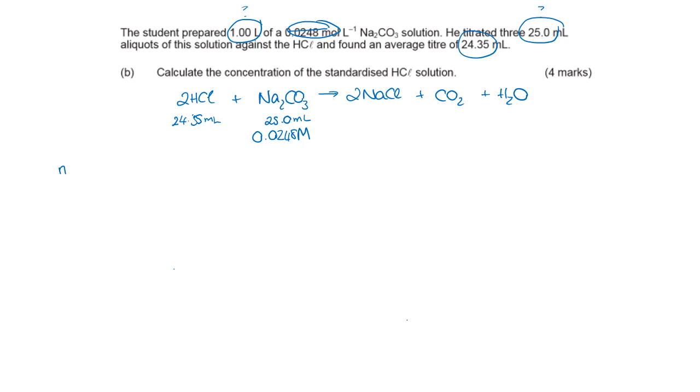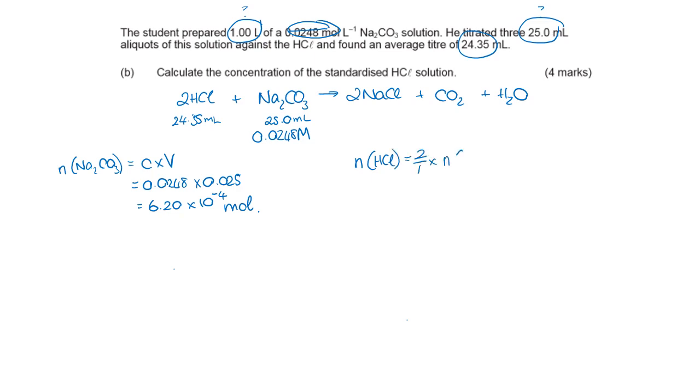We know the concentration and volume of the primary standard, so we can calculate the moles. C times V. So 0.0248. So we know that. Now we must show our mole relationship and show how the hydrochloric acid is related to the primary standard. So the number of moles of HCl is 2 on 1, unknown over known. You must show this. 2 on 1 times that number.